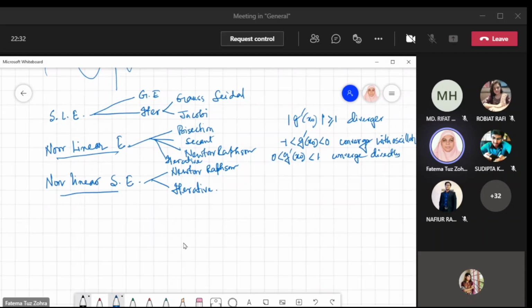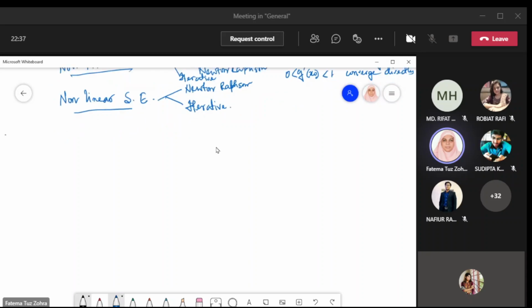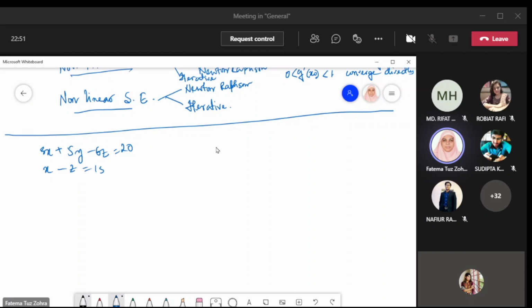So to apply Newton-Raphson method for nonlinear system of equation, we need a quick review of the matrix that we have done in Math 4. So I have 3x plus 5y minus 6z is equals to 20. X minus z is equals to 15. 3x plus 2y is equals to 10. So this is a system of linear equation. Is it? Yes, ma'am.